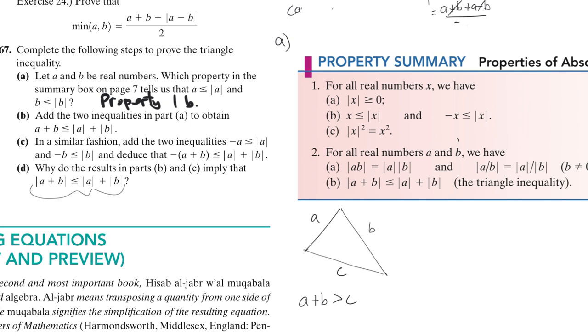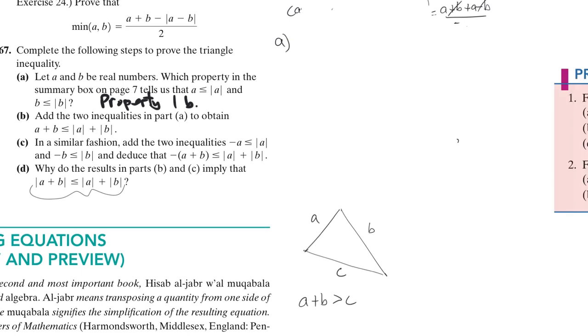Okay, so maybe 1B, something like that. I add the two inequalities in part A to obtain that. Okay, I'll do that. I'll move this stuff aside and do that. Okay, so I have A plus B is less than or equal to the absolute value of A plus the absolute value of B. Okay, nice. In a similar fashion, add the two inequalities of, oh, whoops, I forgot to do this right here. Okay, and deduce that.